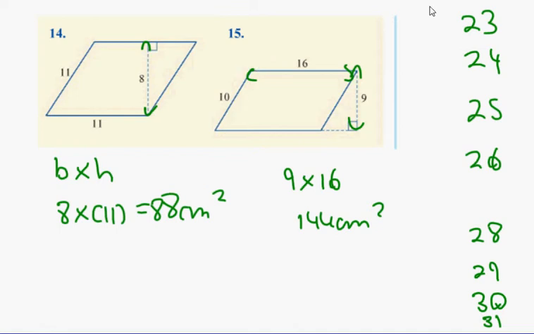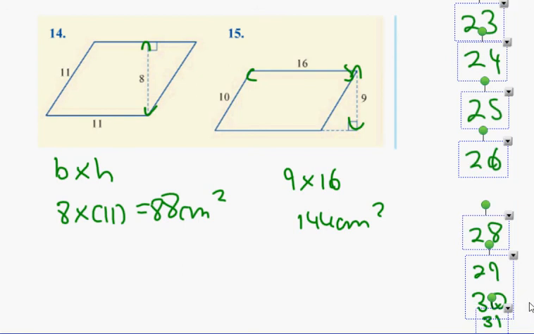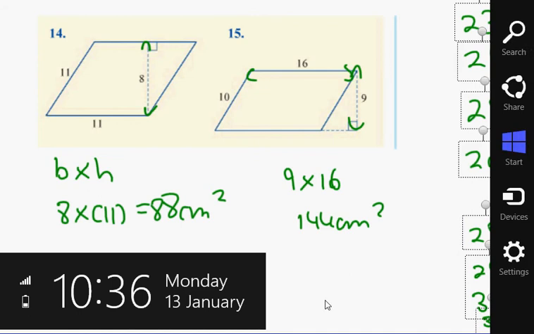Now that we have that done, we're going to move on to, I think it's 18 and... do I have to get the perimeter of the full thing? Is that part of the question?